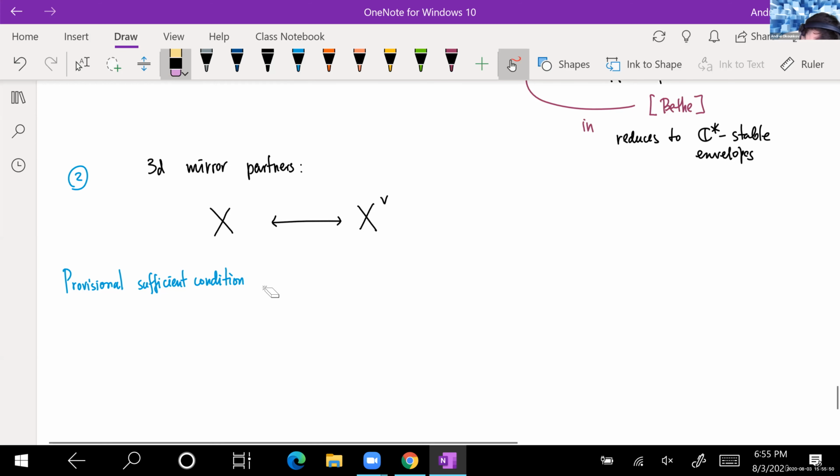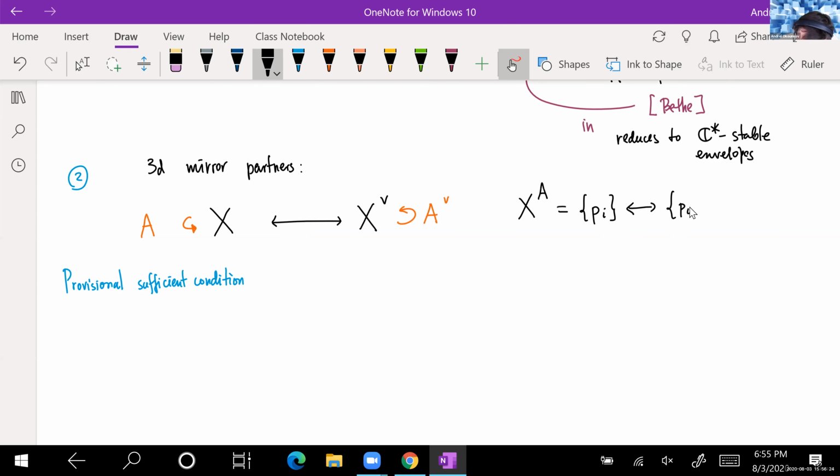The condition is the following: you have a torus action on both sides. So maybe here's some torus A, and it has this isolated fixed point, and then there's some torus A check acting there, such that if I take the fixed locus, X^A, there is some bijection, maybe call it pi, with X check, A check.